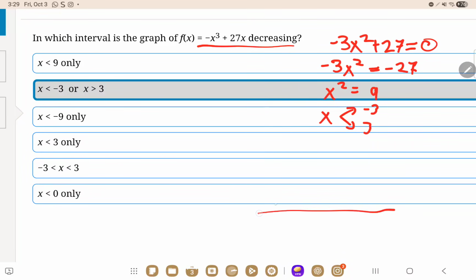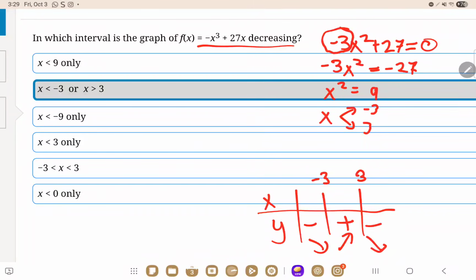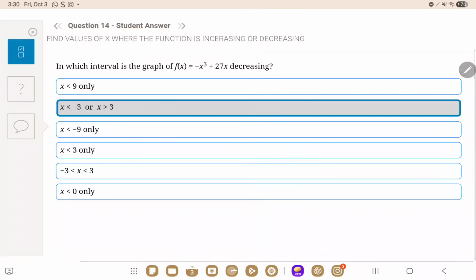So now we write the table of variation, with x and y at 3 and negative 3. And we told you when it is a quadratic, you look at the sign of a, which is negative this time. So what's the middle? It's positive, and the edges are going to be negative. So this is decreasing, then increasing, then decreasing. So when is it decreasing? It is decreasing before negative 3 and after 3. So when x is smaller than negative 3, or when x is larger than 3. And that's it. Moving on to our next question.